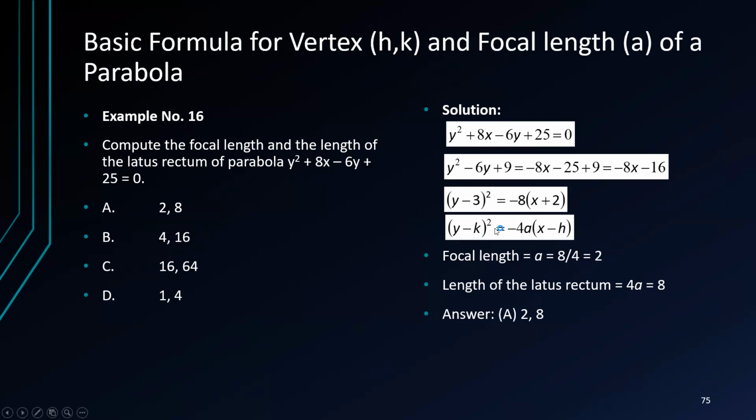So, y minus k squared is negative 4a times x minus h. The focal length is 8 over 4 or 2. The length of latus rectum is 4a or 8. So, the answer is letter A.